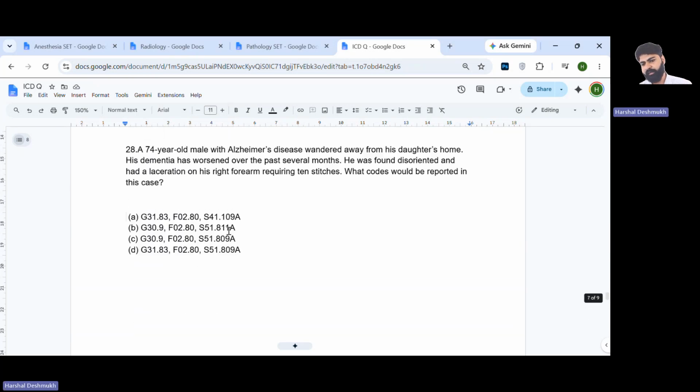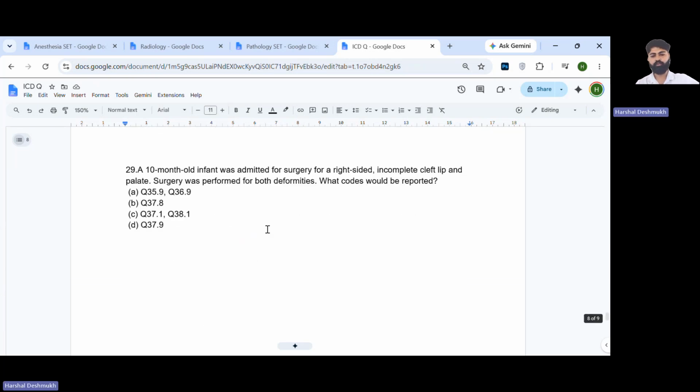Right. The correct answer to this question is option B. That is G30.9, F02.80, and the last code would be S81.811A. Moving on to the second last question.